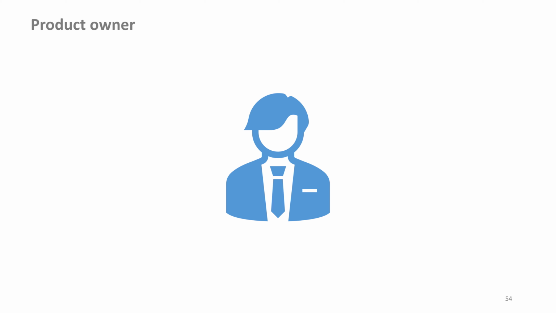Now, let us look at the 3 roles. We have the product owner, who is responsible for the product backlog. This is the person who is responsible for the results. It happens that a product owner works with several teams. Not every team needs a product owner, but every product needs a product owner.